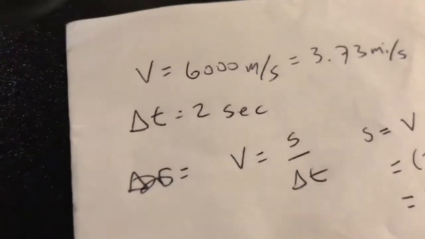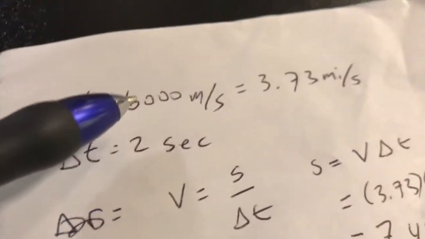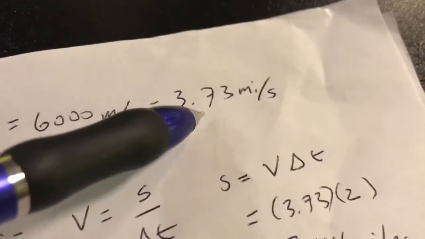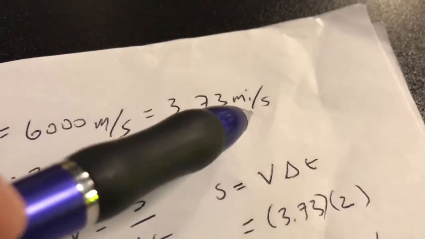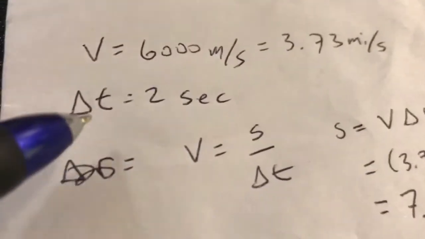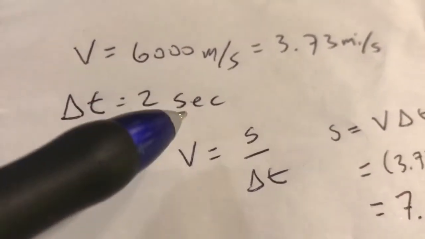Okay, so I made it a little bit simpler. So here we have a velocity of 6,000 meters per second. That's 3.37 miles per second. You can convert that. The time difference between the two signals is 2 seconds.